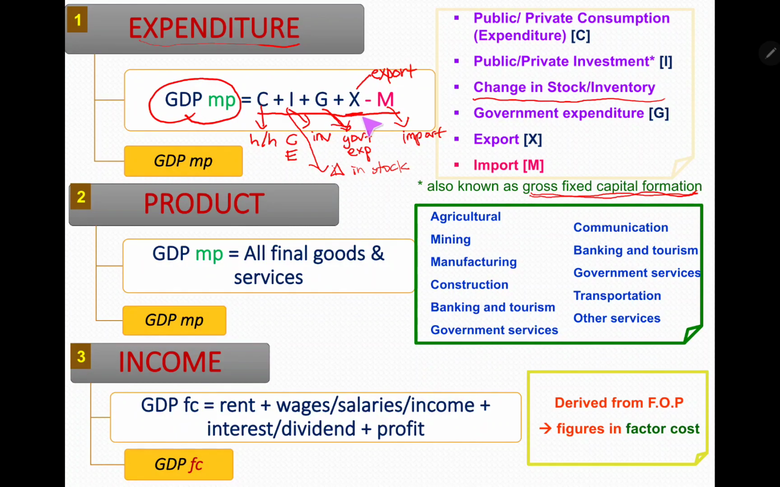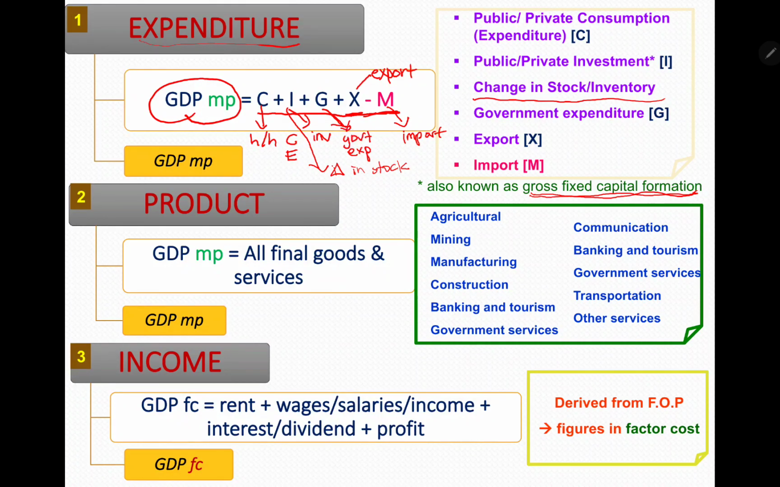And then you have the terms export and import. So sometimes instead of giving you two separate items, export and import, the question can also give you only one item, that is net export, meaning export that has been deducted for import. So either you will be given two separate items, or you will be given only one item, and it will be named as net export or net import.